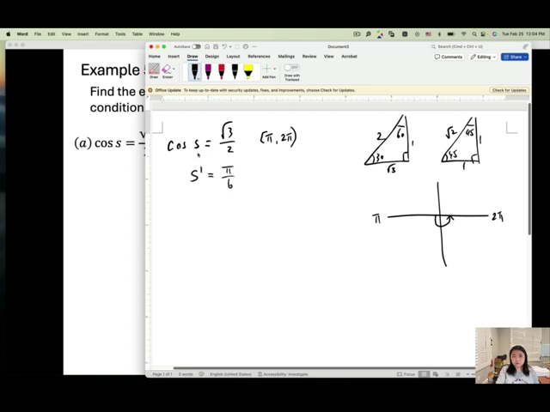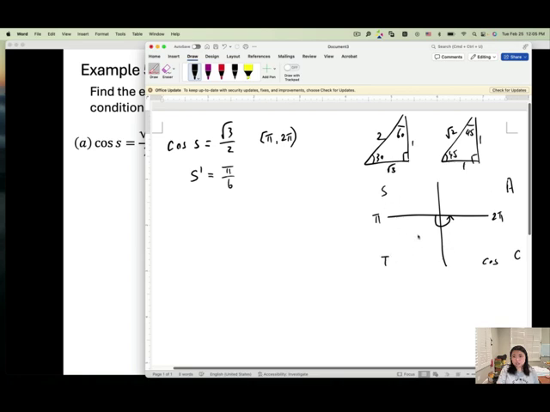So now we're going to think about it. Cosine s is equal to positive √3 over 2. Okay, and the angle is only in quadrant 3 and quadrant 4. So quadrant 4 here will be positive for cosine. Okay, remember the CAST rule, right?